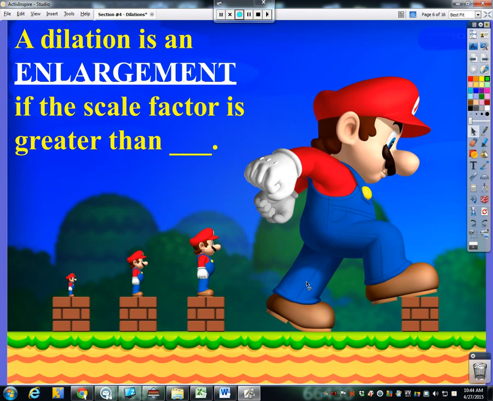So a dilation is called an enlargement if we get bigger, if the scale factor is greater than 1. If we multiply with something more than 1, numbers will get bigger. If we multiply by a number that's less than 1, but still greater than 0, things are going to shrink. And if we multiply something by 1, it stays exactly the same as it was before.